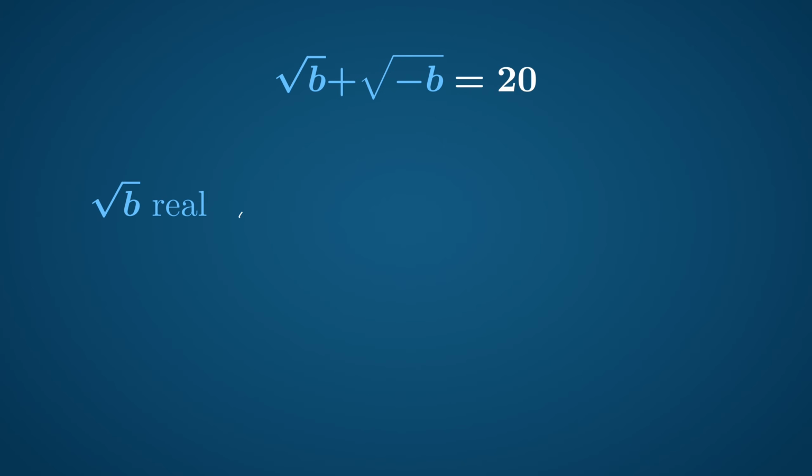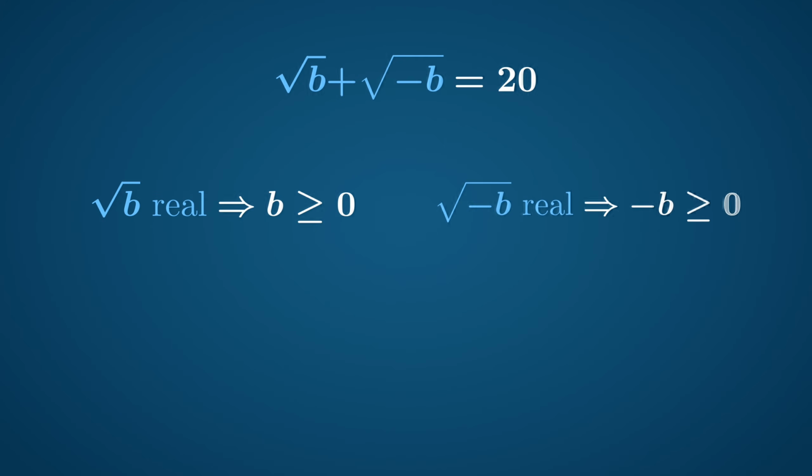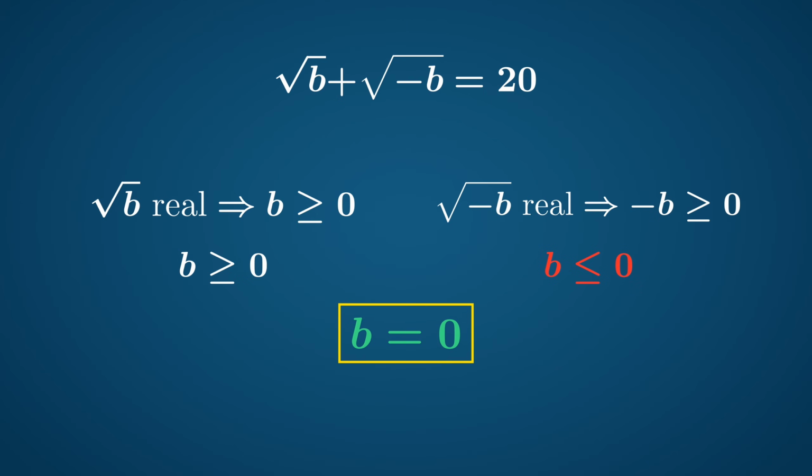For the square root of b to be a real number, the thing inside has to be 0 or bigger, so b would need to be at least 0. But the second term is the square root of negative b, and for that one, negative b has to be 0 or bigger, which pushes b the other way. B would need to be 0 or less. The only real number that satisfies both at once is b equals 0.